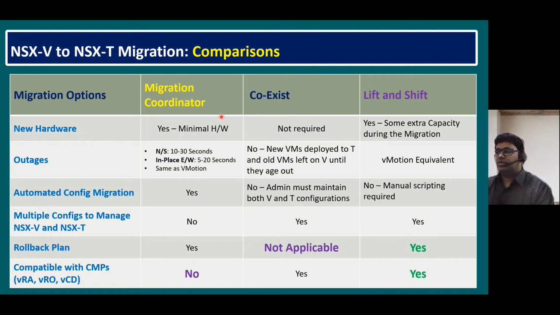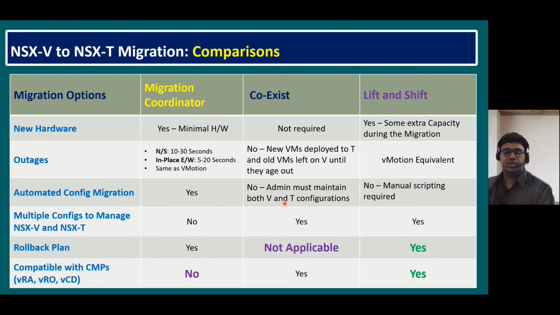Okay, so this is about the NSX-V to T migration comparisons, but most of the time we have to present these options to the customer. So it's the customer's choice. If the customer is ready to buy minimal hardware, they can go with migration coordinator. Again, the condition is that if the customer does not have a CMP, we can prefer migration coordinator. Suppose your customer does not have any budget to buy new hardware, we should mention the coexist model, but also inform the customer of one challenge: there is no rollback option. Once a VM is migrated to T, it cannot be rolled back. That is a drawback in coexist.